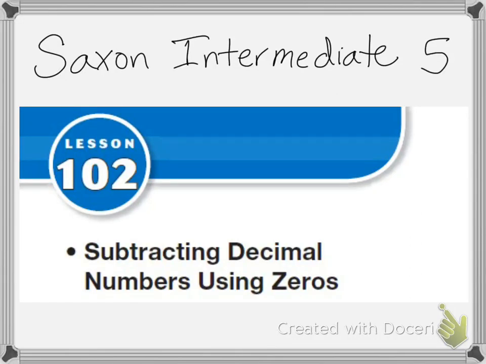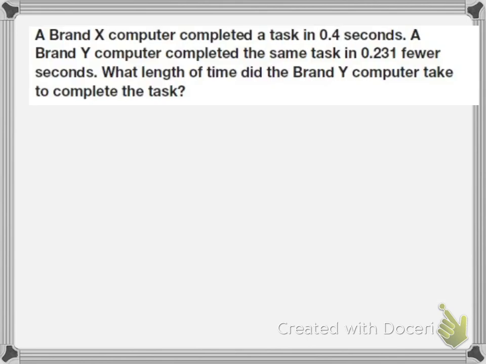Today's lesson is lesson 102, subtracting decimal numbers using zeros. Sometimes when we subtract decimal places, we have to add an empty place with a zero when we subtract. So here we have a brand X computer completed a task in 0.4 seconds. A brand Y computer completed the same task in 0.231 fewer seconds. What length of time did the brand Y computer take to complete the task?